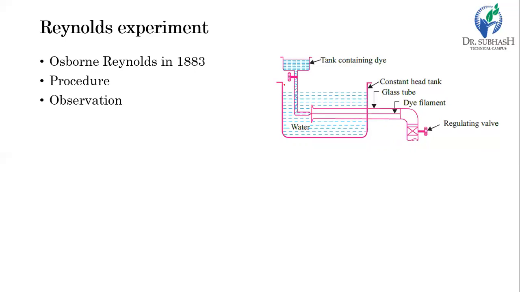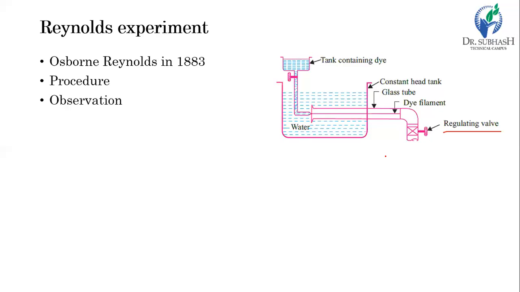It has one tank with a constant head, and the water is filled inside this tank, so it is called a constant head tank. Another tank contains a dye, or any other color than the water, so that the flow of this dye we can visualize easily. The dye tank has a small opening in the center of the pipe, near the bottom, and the pipe has some length L, and in that pipe there is a regulating valve.